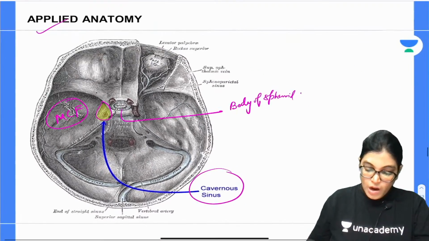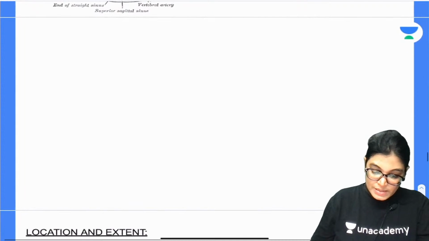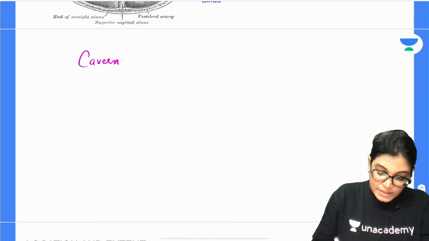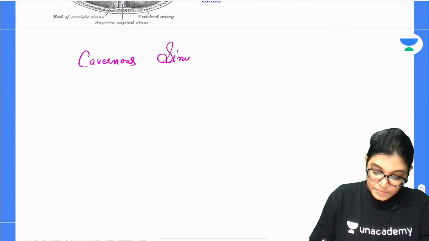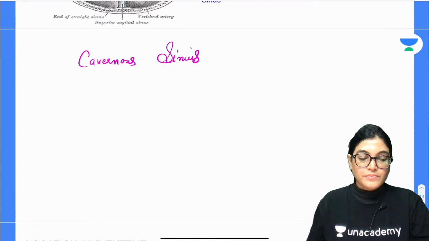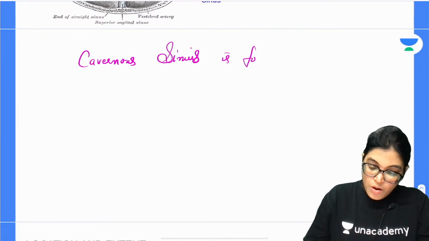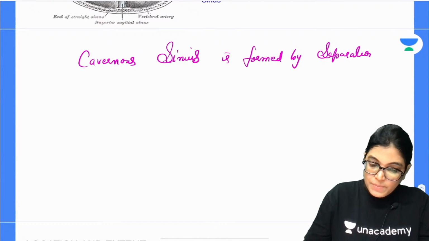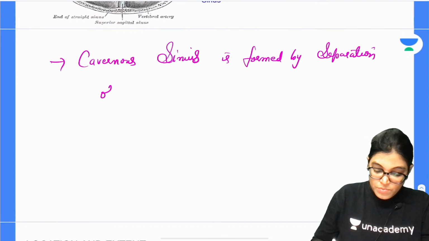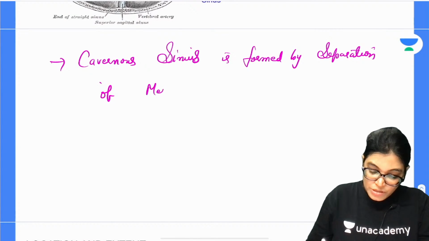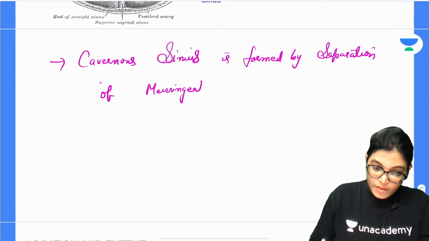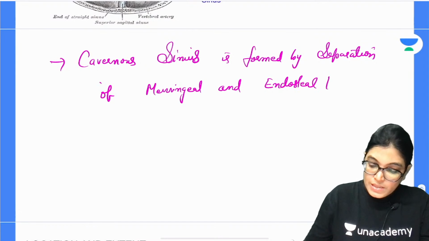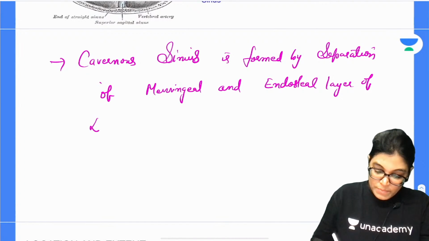And how is it formed? So what is the formation, how is the cavernous sinus formed? So write down: cavernous sinus is formed by separation of meningeal and endosteal layer of dura mater.